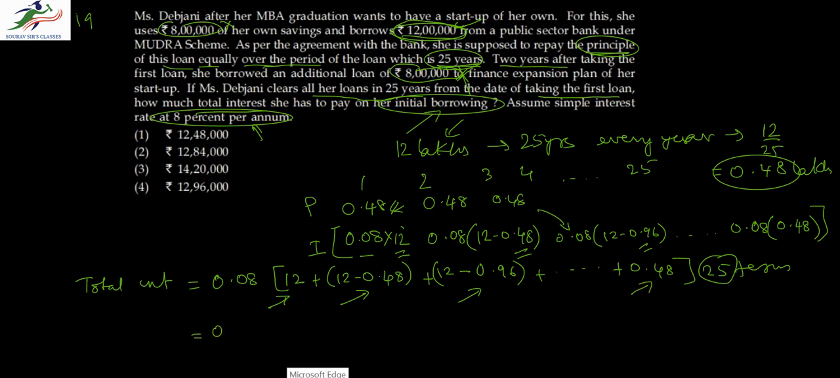So we can very easily find the sum of this. There are 25 terms, so into 25 by 2, and the first term is 12, and there are 25 terms, so 25 minus 1 is 24, and the common difference is minus 0.48. So this will be the total. So that is 25 into 0.08 is 2, and that cancels with 2, so this cancels out. So this is equal to, I'm sorry, the first term is 12, so this will be 12 into 2, 24.